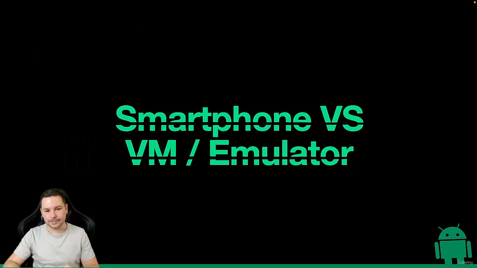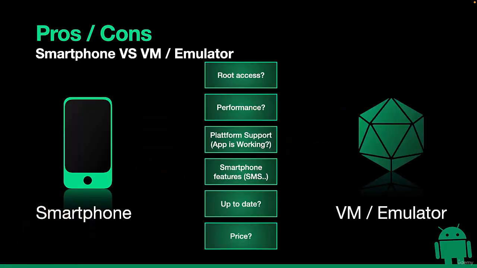All right. Now let's have a look at the differences between using a real smartphone and a virtual machine or emulator. I will summarize virtual machine and emulator because these are the same. All right. Let's talk about root access, smartphone versus virtual machine or emulator. On a real smartphone, it's sometimes not possible to get root access, or it requires a tremendous amount of work and you could also brick your device. Therefore, it's, let's say, yellow.